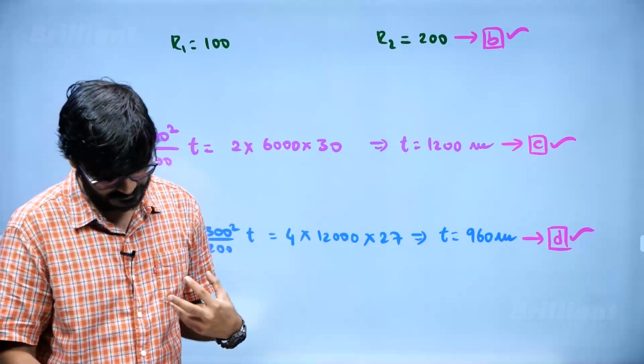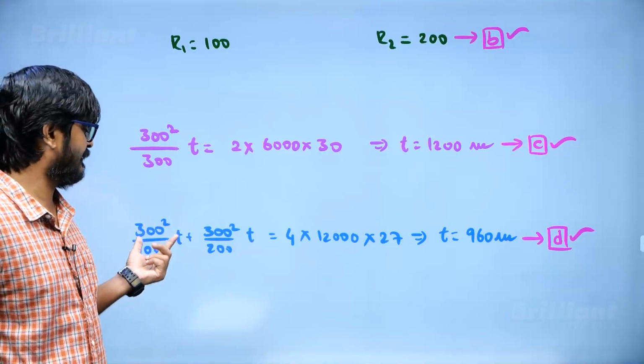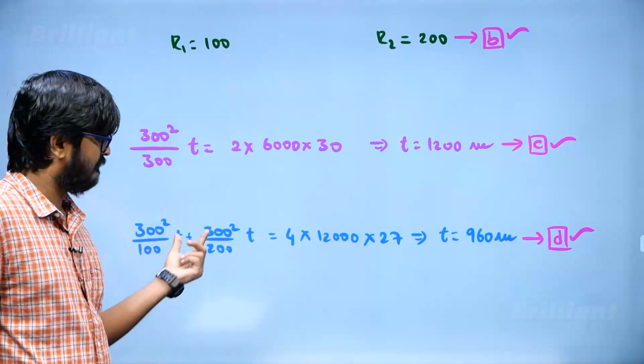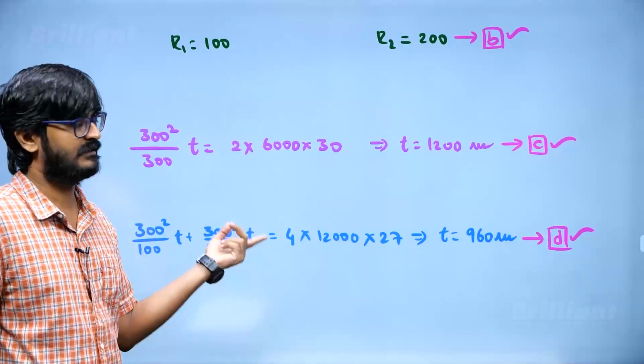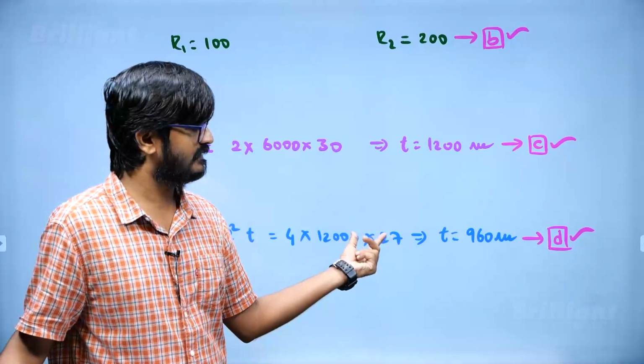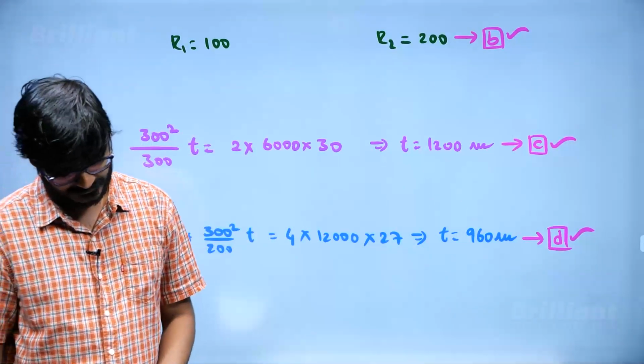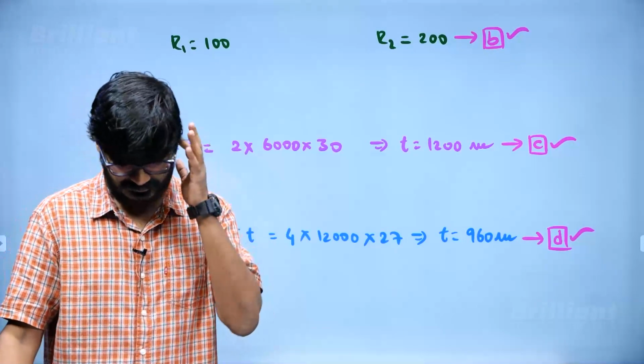Now in the fourth option they are saying when they are connected in parallel, that is V square by R1 into T, the energy from the first heater, plus V square by R2 into T, the energy from the second heater, equals m s delta T for the second liquid, right? So from there you will get time as 960 seconds, which means option D is also correct.